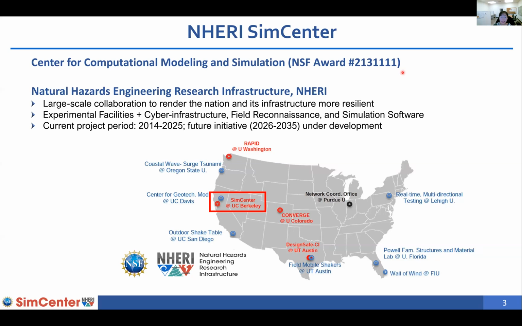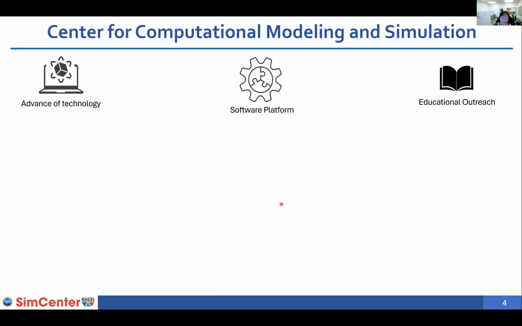SimCenter is a 9-year research project funded by NSF in the US. We are part of a bigger, large-scale collaboration with different facilities involved. But in this consortium, we have a unique position because, as you can see, most of those are experimental facilities and we are only one simulation center. So we sometimes position ourselves as a virtual experimental facility, because we run computer experiments to investigate different possibilities.